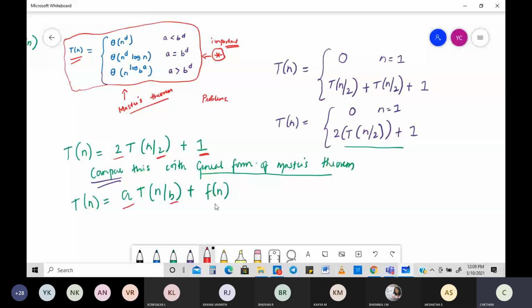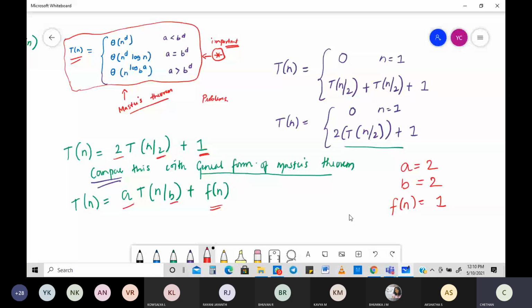Can I write this entire thing now? If I write that, what is going to happen? A is equal to 2, correct? Then B is equal to 2, correct? f(n) is equal to 1, correct? Very much correct. Now, what's the next thing?